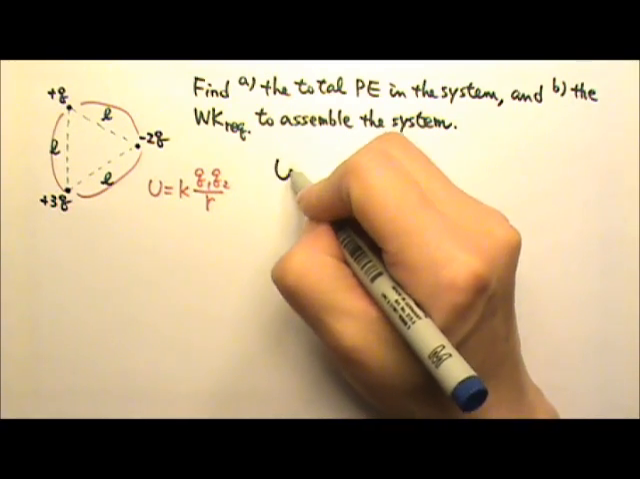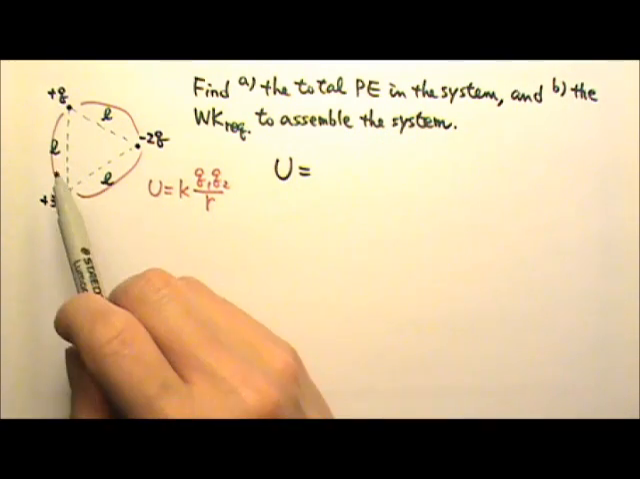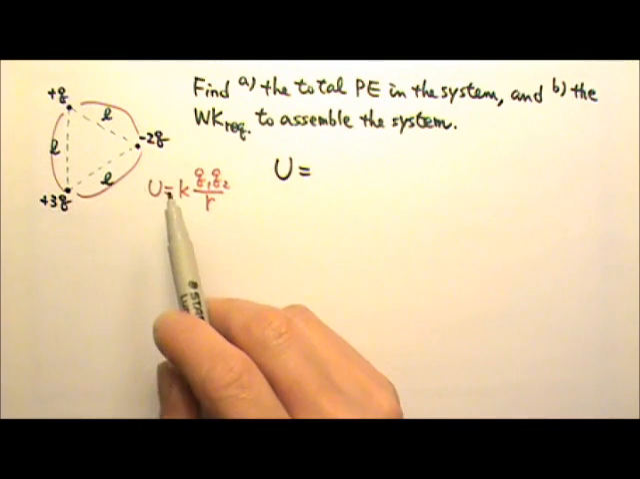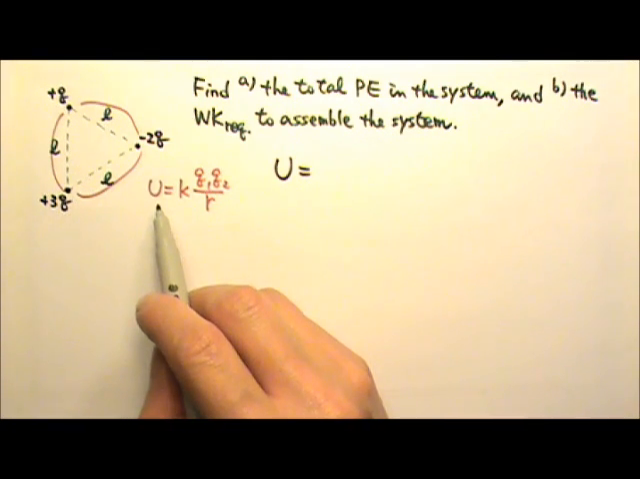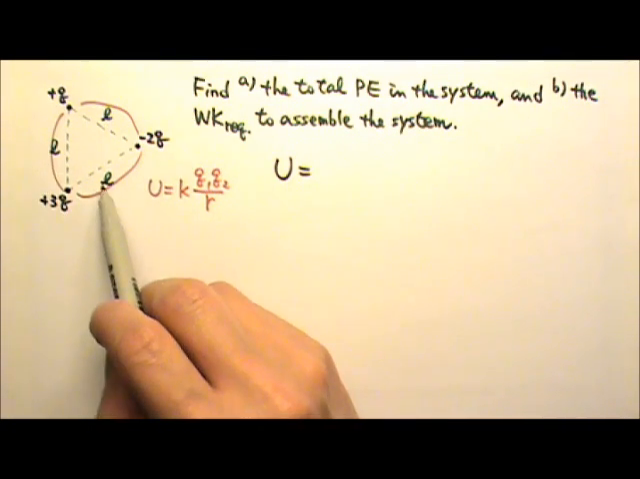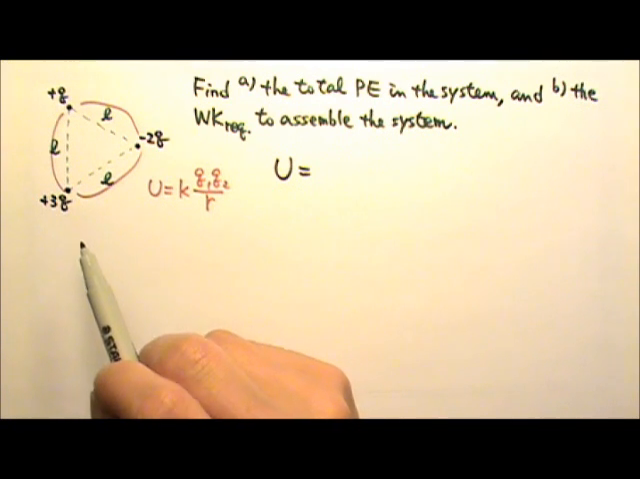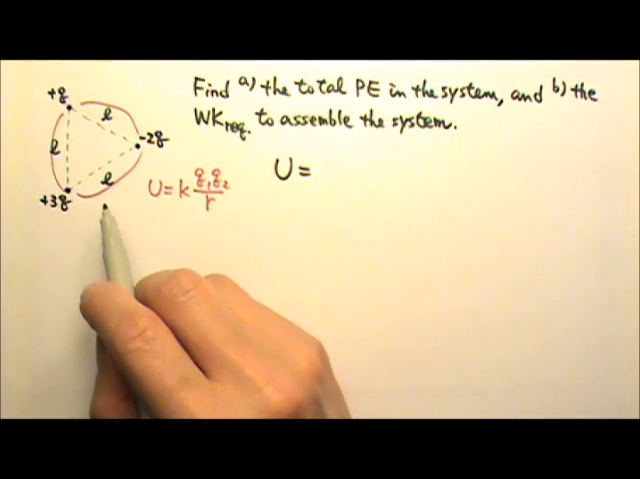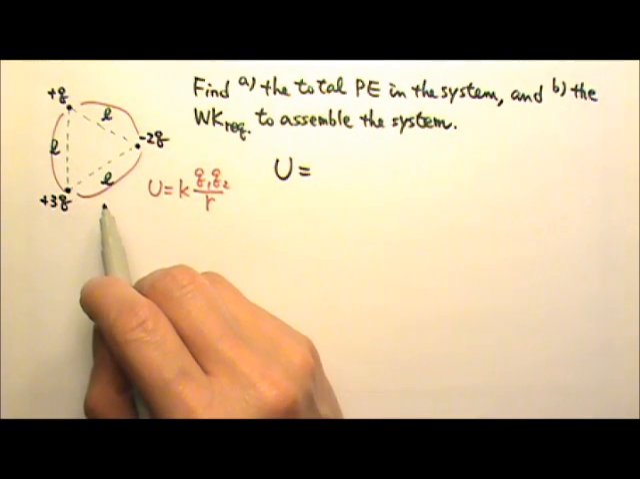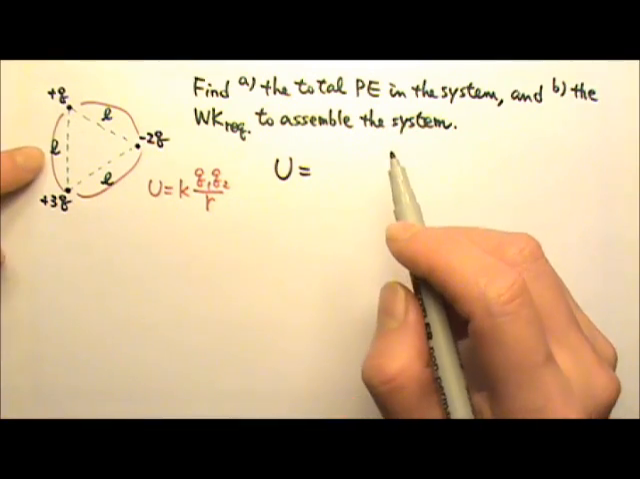So the total potential energy in the system will be the sum of these three pairs. And because potential energy is a scalar, we just have to find the three scalars and then add them together. We're not adding vectors, so no directions, no components to worry about. Let's look at this pair.